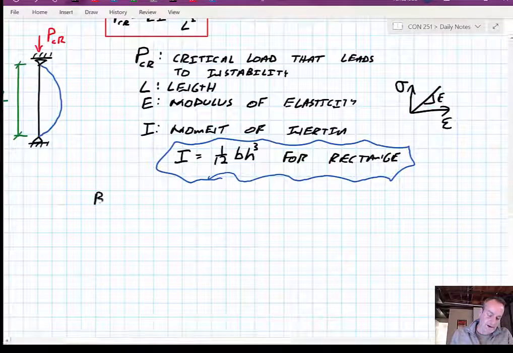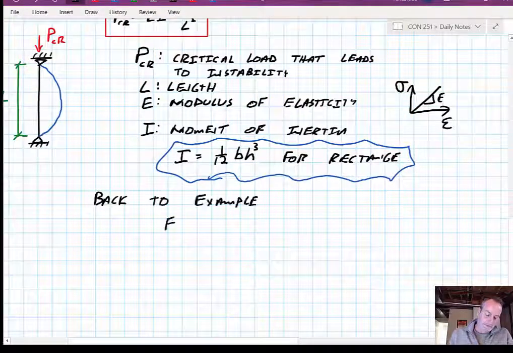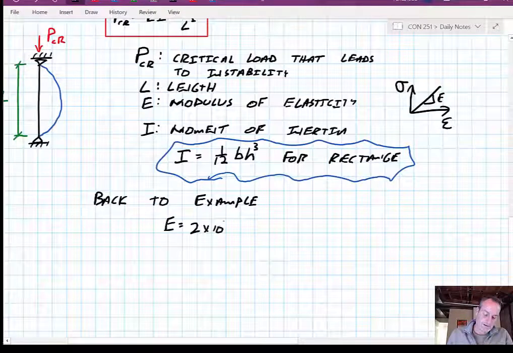So let's get back to our example. In the very beginning of the problem, we were given an E value. We said E was 2 times 10 to the third KSI for wood.